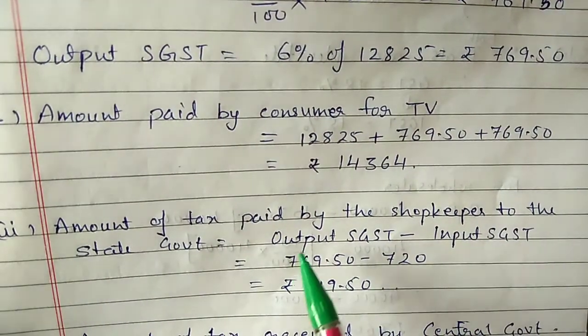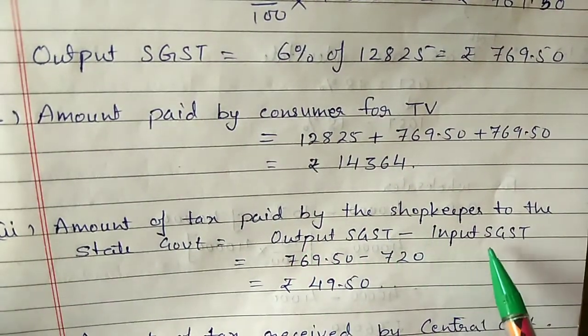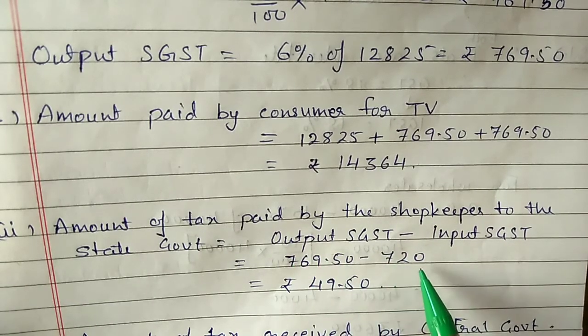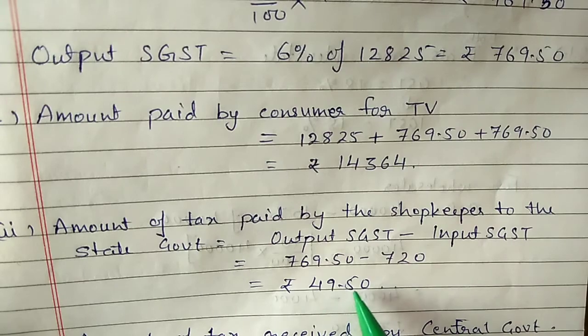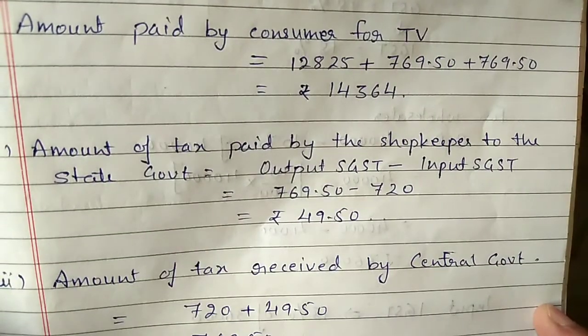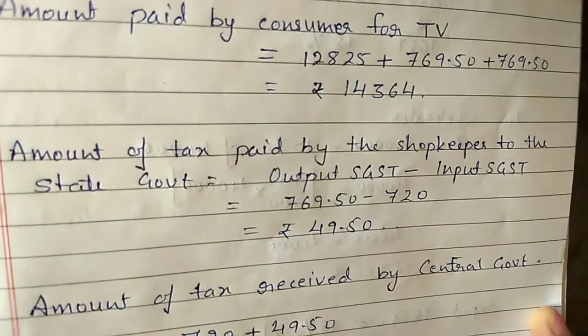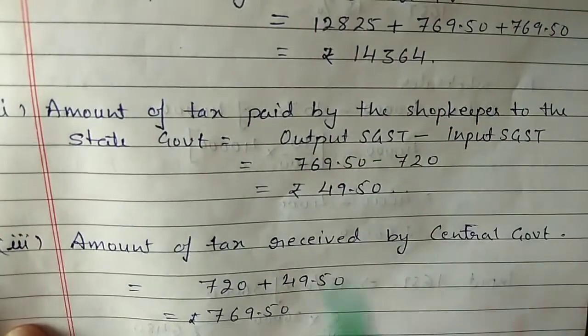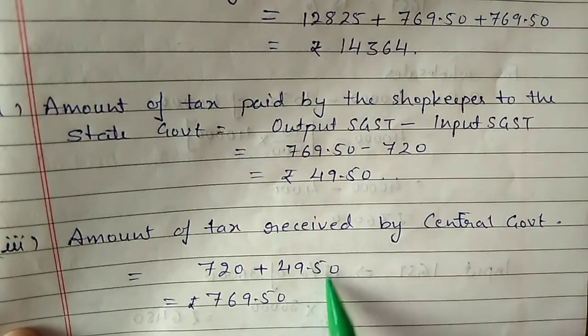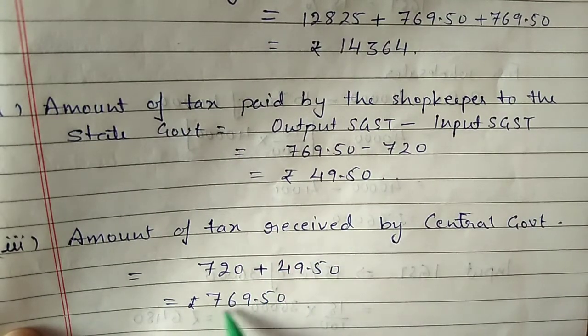Second part, the amount of tax paid by the shopkeeper to the state government. That will be output SGST minus input SGST: 769 rupees 50 paise minus 720 is 49 rupees 50 paise. Third part, the amount of tax received by the central government. The central government will receive 720 rupees before, and 49 rupees 50 paise later he will pay. So the total will be 769 rupees 50 paise. Finally it will be equal to the output CGST.